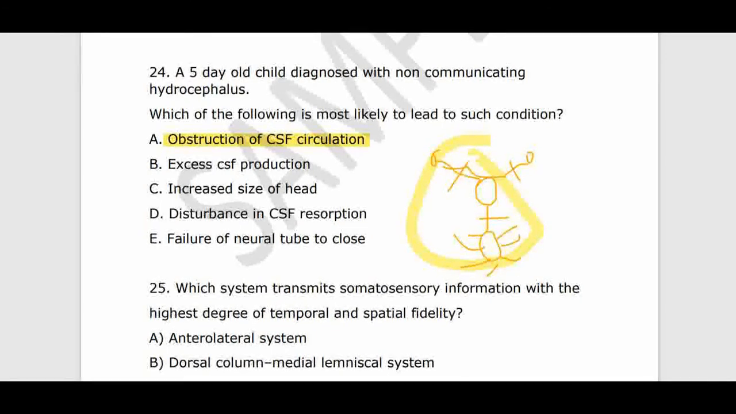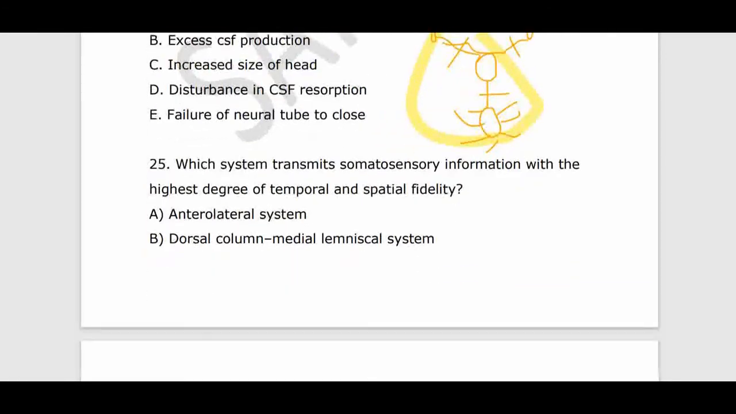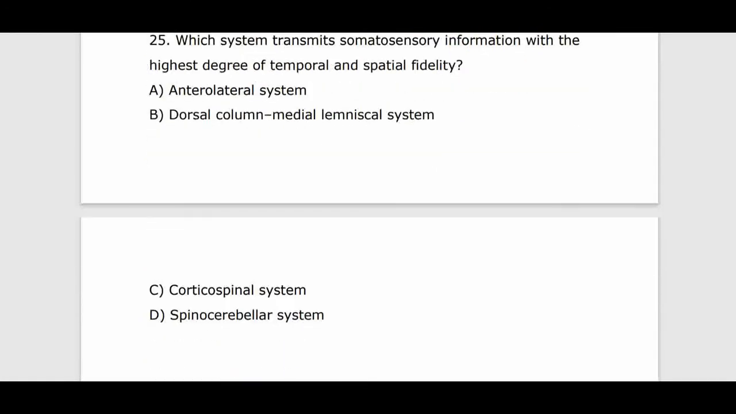Alright, so finally for part 1 of these questions, which system transmits somatosensory information with the highest degree of temporal and spatial fidelity? Now, this is why I say it's important to do review questions. This question is directly from Guyton Review of Physiology, and the important thing they want us to take note of is transmission with high degree of temporal and spatial fidelity. And what does this mean?